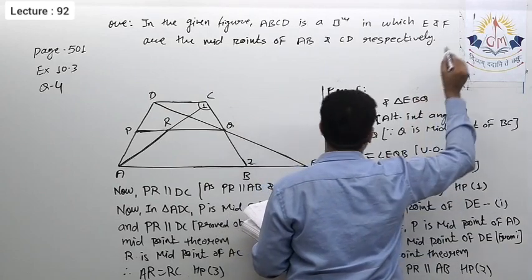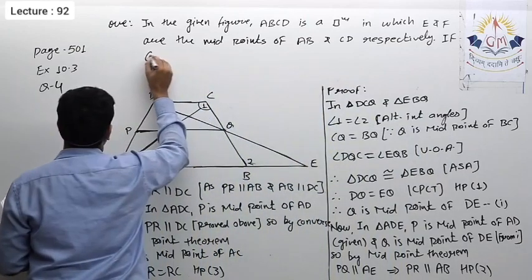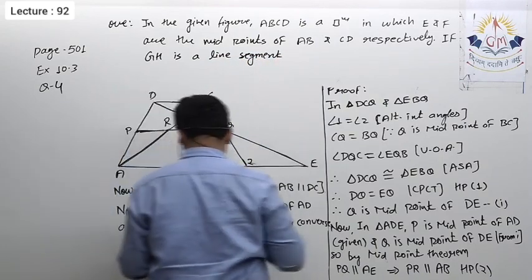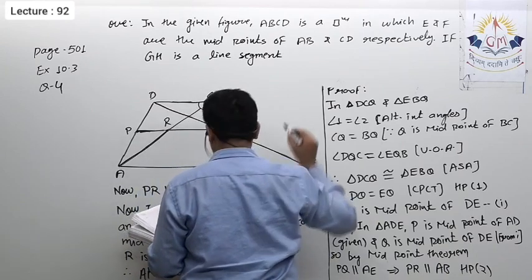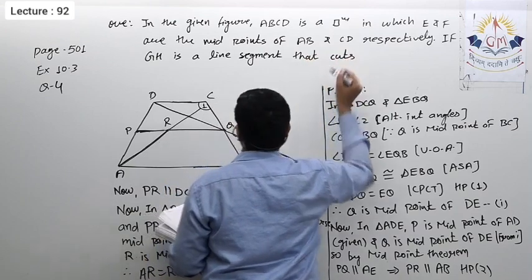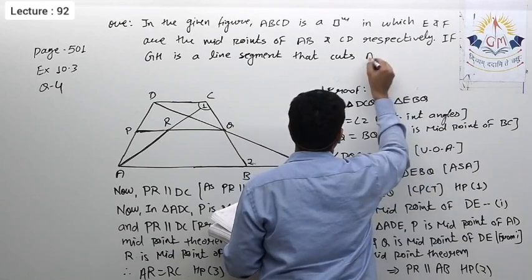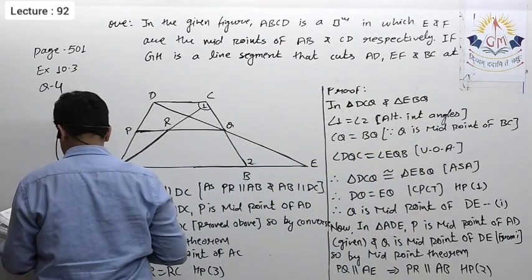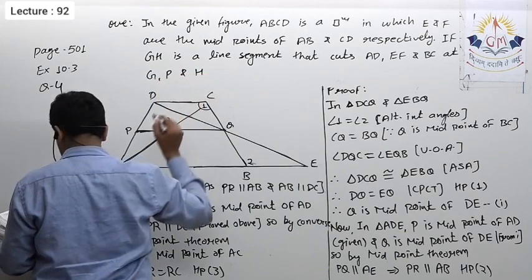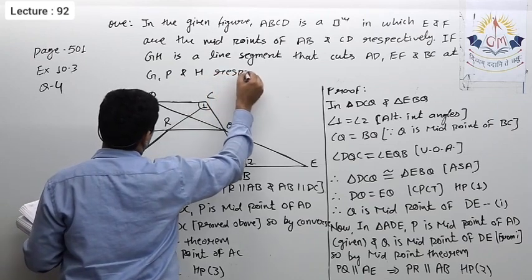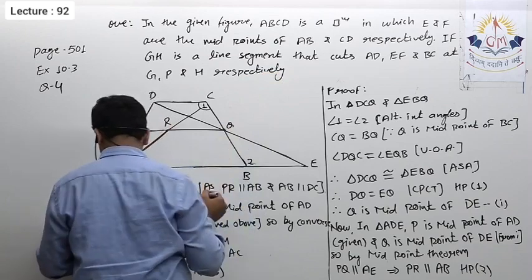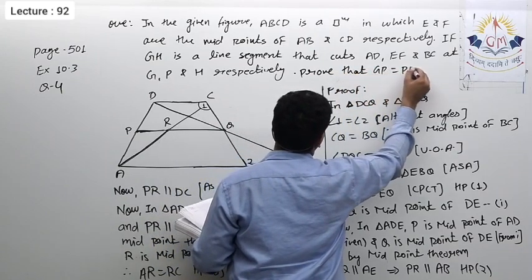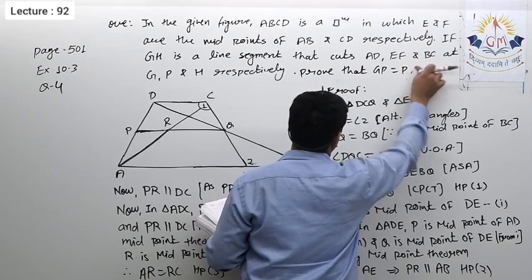If GH is a line segment that cuts AD, EF and BC at G, P and H respectively, prove that GP is equal to PH.